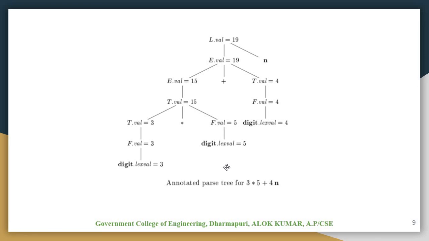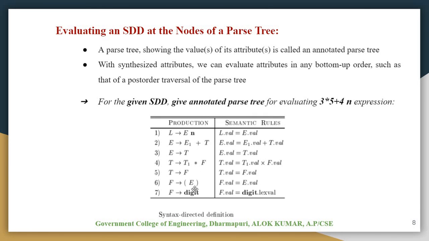So how can we evaluate? For that we construct the parse tree, and after constructing the parse tree, we have to make it an annotated parse tree, meaning that at the root node, or whatever node is there, we write the value of that node. We have one input string 3 * 5 + 4, so we can construct the parse tree using these production rules.